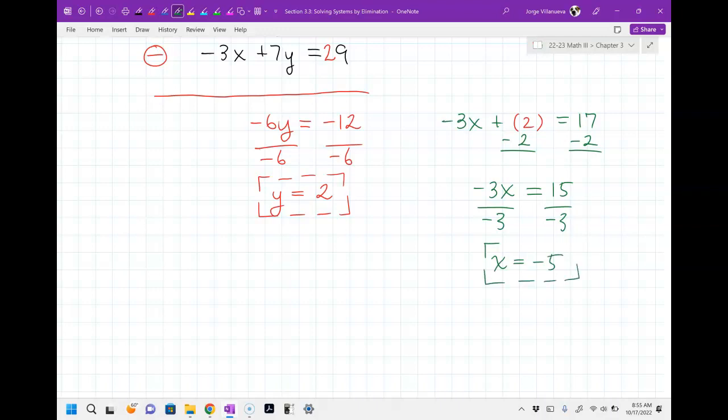And you're done. All you got to do is write it out as a point, and you're finished. So negative 5, comma 2 is my answer.